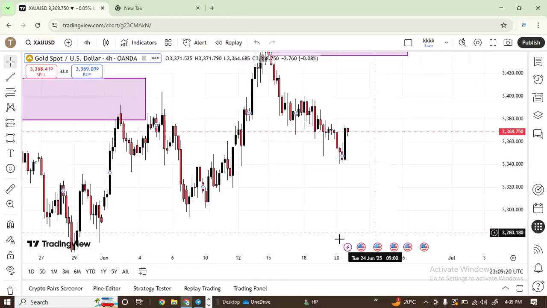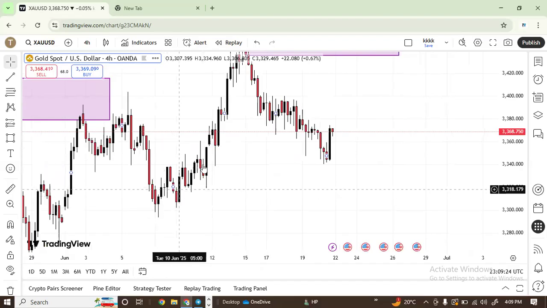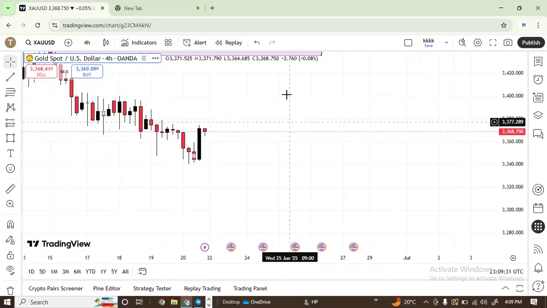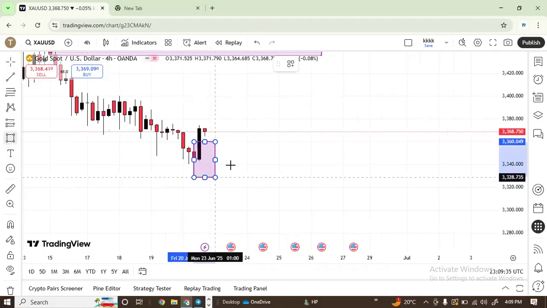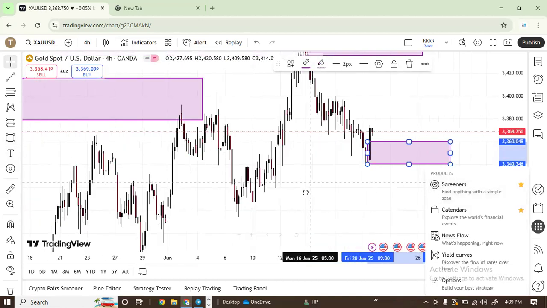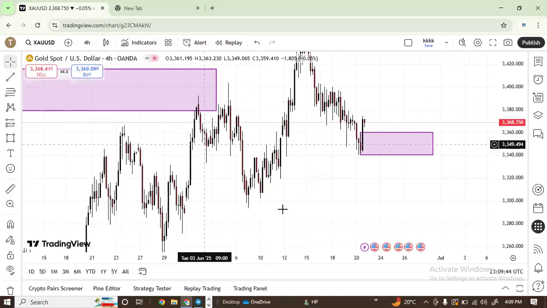So where is our supply zone? If we come here, you see here is mitigated, here is mitigated, here is mitigated. Only here was quite unmitigated. It was not clear, so we're going to use this extreme zone here. We're using this one here as our order block. So now when we spot this whole thing like this, we are good to go. The next thing to do is head over to the 1 hour time frame.